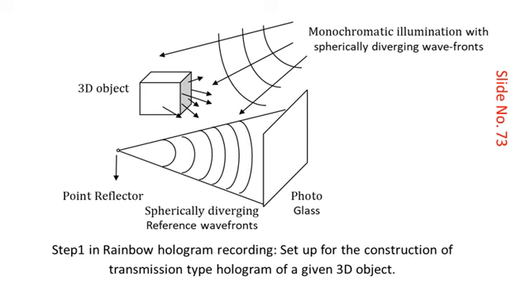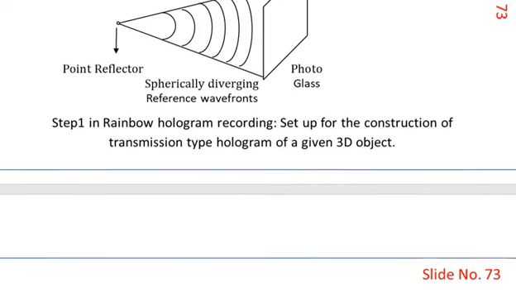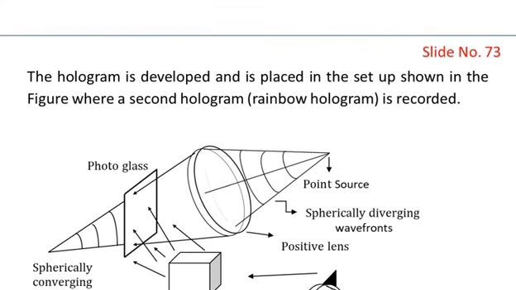So you see that this first hologram is recorded in connection with the rainbow hologram. Now we have to record the second hologram. Let's see how that is done. The hologram is developed and is placed in the setup shown in the figure, where a second hologram, that is the rainbow hologram, is recorded. So the recording of the second hologram on the transmission hologram is called the rainbow hologram.